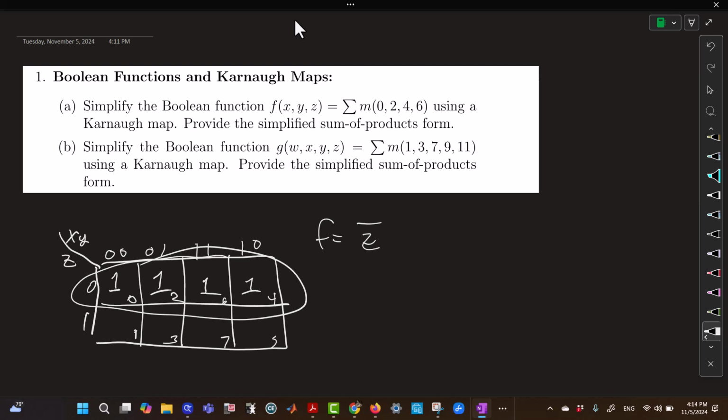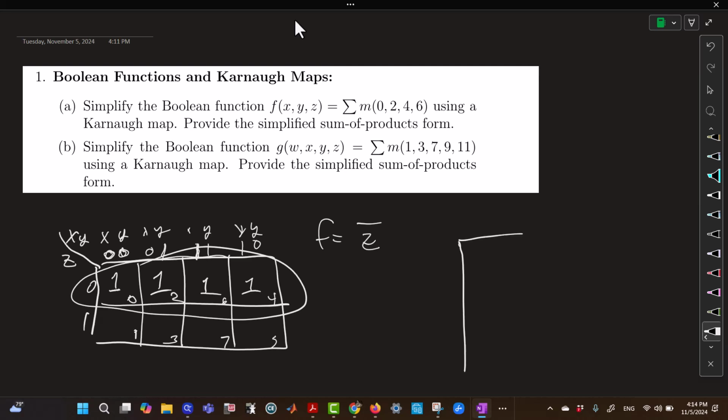So if you look at the circle that I have here, these are x and y up here. X can be 0 or x could be 1. So here x is 1, here x is 0. Y could be 0 or y could be 1. So y is 0 or y is 1. So that doesn't show up in my expression. But for all of the ones in my circle, z is 0, so that shows up in my expression.